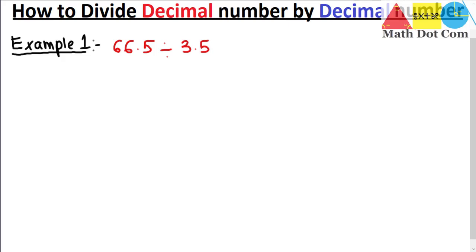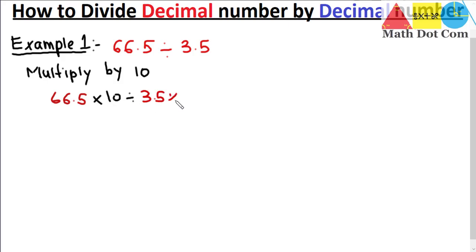The first thing that you have to do here is convert both the divisor as well as the dividend into whole numbers so that you can easily divide them by using the whole number division method. So let's convert them. How? We have to multiply both the divisor as well as the dividend by 10. So I write here 66.5 multiplied by 10 divided by 3.5 multiplied by 10.